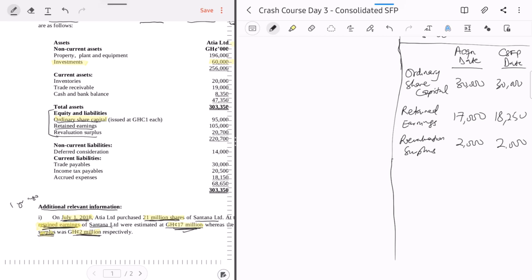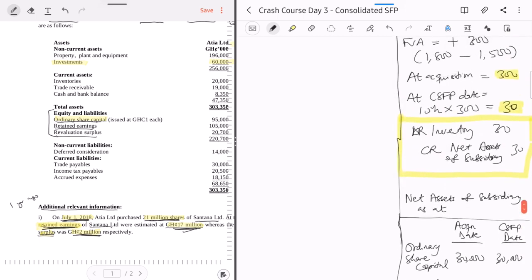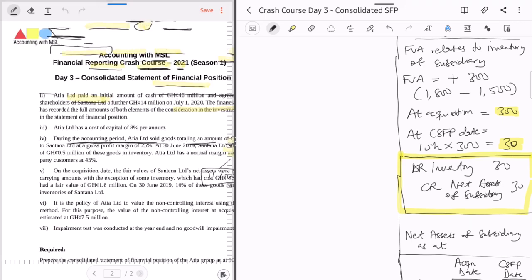So let's go to our workings up here and see what we said would hit net assets. The first thing here, you can see, is unrealized profit. But take note, for unrealized profit, there's a way to treat it, right? Anytime you have unrealized profit in a question, what you are required to do is to put in the question under net assets two figures. Because let me show you here.